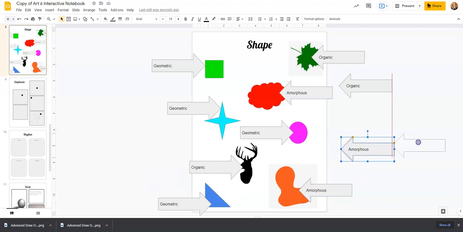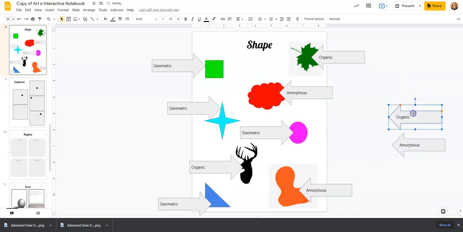We do have 2 extra arrows over here that you don't need. You can delete them if you want, or just push them off to the side. It doesn't matter as long as you've labeled all of your shapes. And then you can move on to the emphasis slide. Feel free to pause me if I went too quickly.